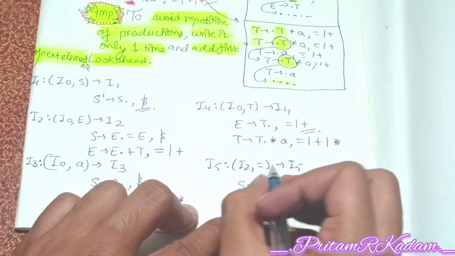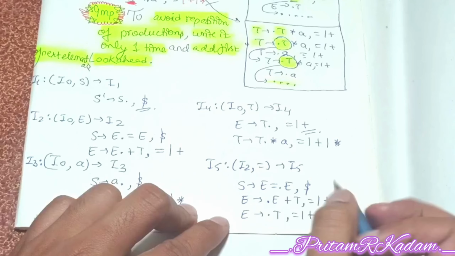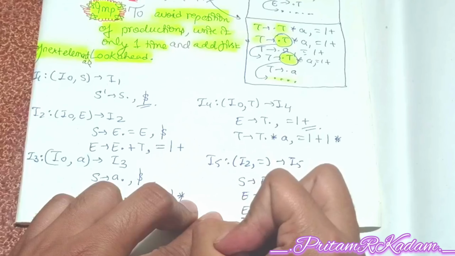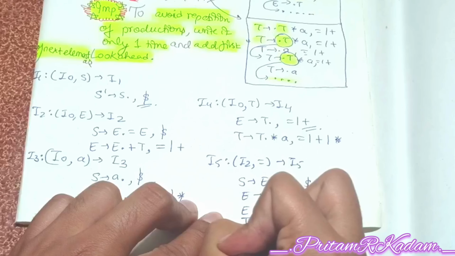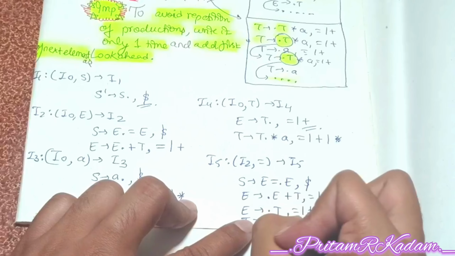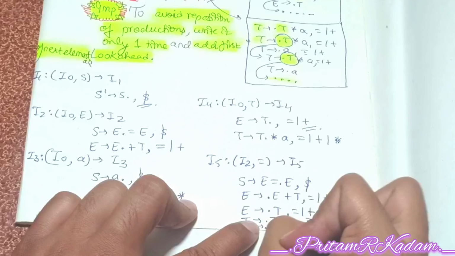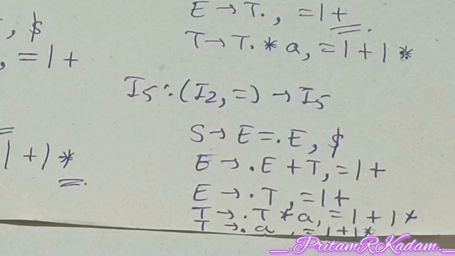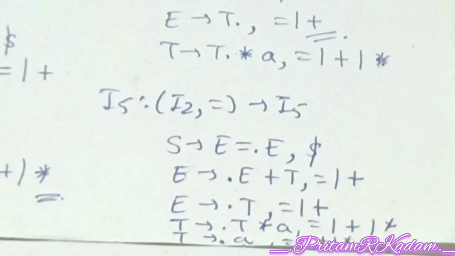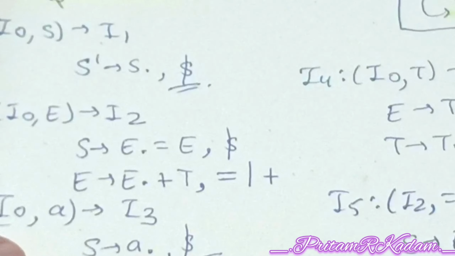So E gives dot E plus T with the look ahead, and E gives dot T with the look ahead equals to and plus. Okay, now because of this production, we have to write the productions of T, as we have dot before non-terminal T. So I have written the productions of T as well with the look aheads. Okay, so now we'll proceed to the next one. So I5's production is this. You can take a screenshot, you can make a note of it. Okay, so let us proceed ahead.